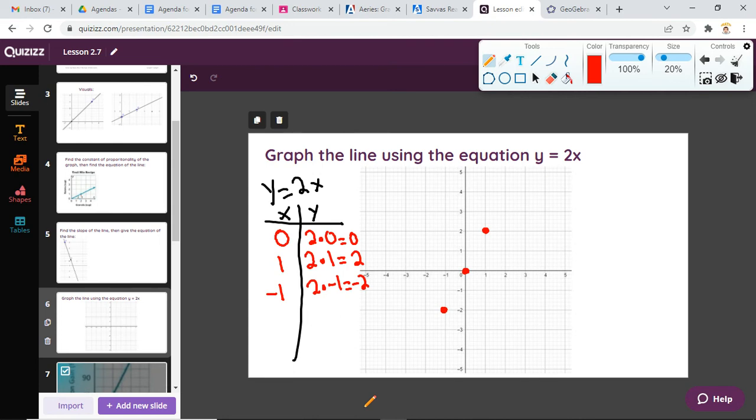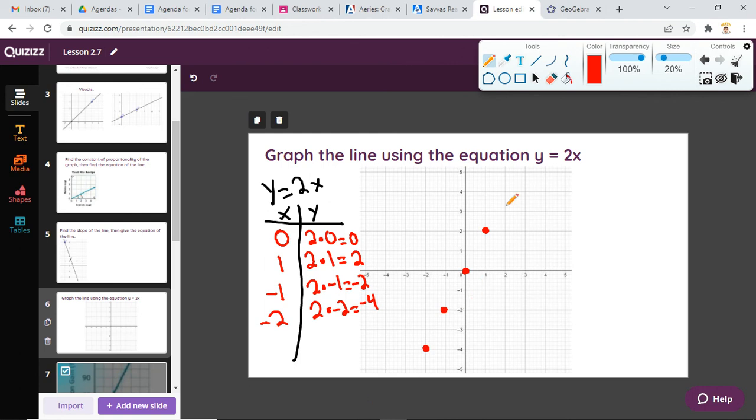Now you guys might be asking yourselves, how many points do I need to graph a line? Well, the more the better, but you need a minimum of 2. So realistically, we could have graphed this line after those first 2 coordinates, but let's just get one more here. How about we'll just do one in the middle here. How about when x is equal to -2? When x is equal to -2, then y is equal to 2 times -2, and 2 times -2 is -4. So when x equals -2, y equals -4.